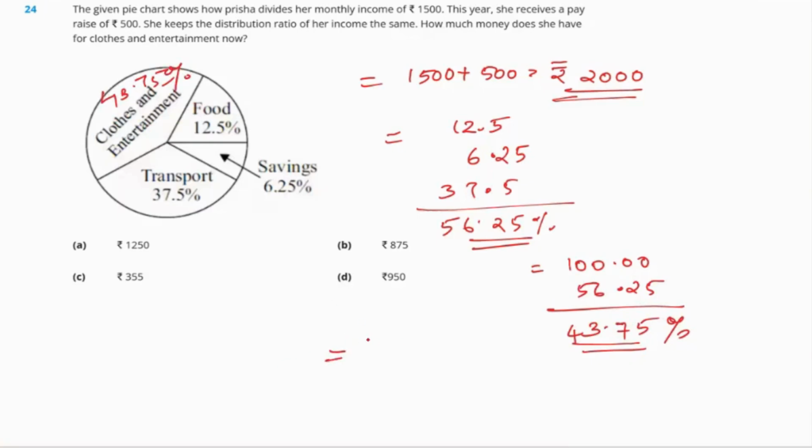So how much money is she spending? That is 43.75 divided by 100 into the total amount she is getting, 2000. When we cancel this, we are getting rupees 875. So she is spending rupees 875 on clothes and entertainment. The correct option is option B.